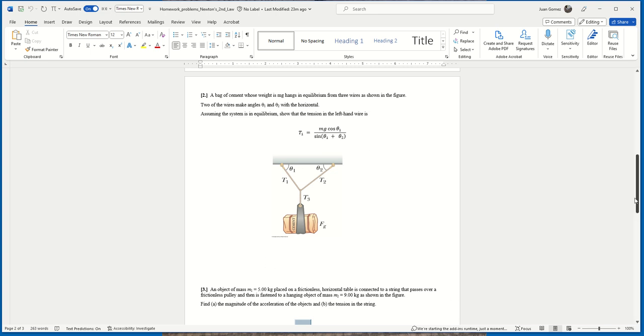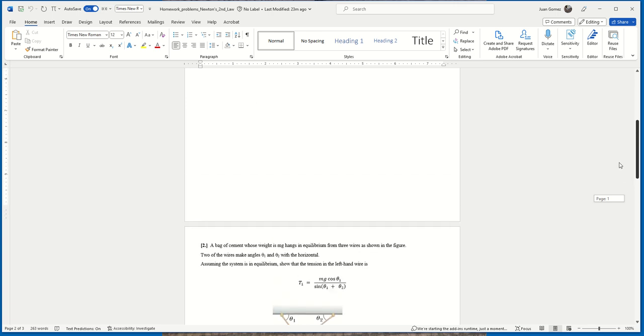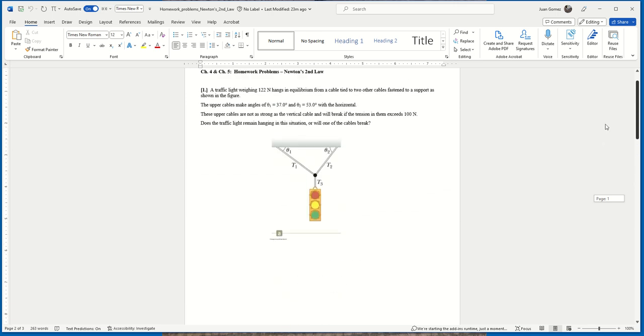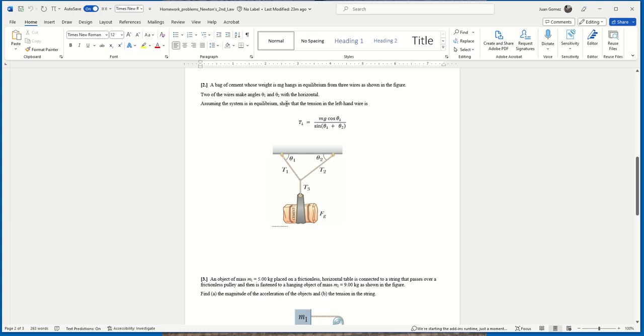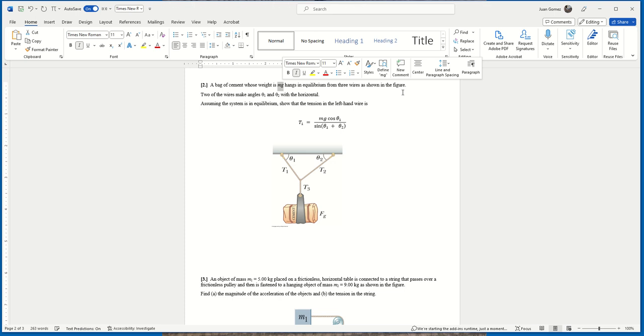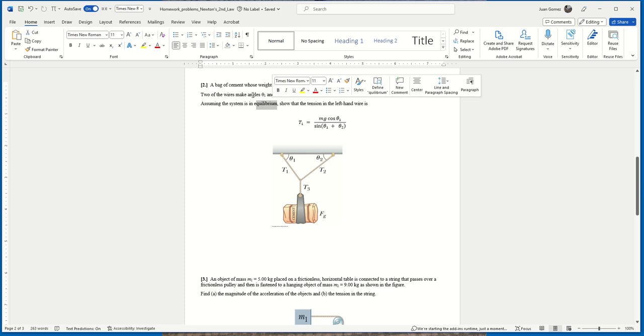Problem 2 is really exactly the same as problem 1. In other words, instead of a traffic light suspended by a cable, it's a bag of cement suspended again by these 3 cables. So it's no different. The only thing is we want to show again that the knot and the bag of cement are in equilibrium.